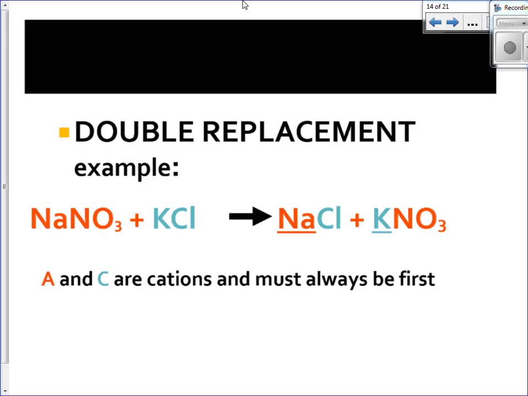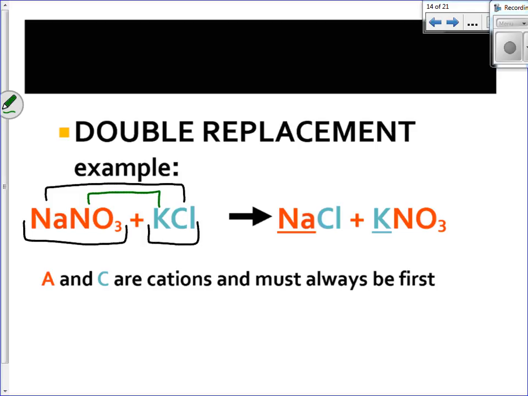This example, we have sodium nitrate plus potassium chloride. Now, if we think in our mind carefully, the sodium is the cation over here. It has to combine with the anion of the other one, so it's going to combine with the chloride. And the nitrate's the anion of the first one, so it's going to combine with the cation of the second to form the potassium nitrate. So that's double switcheroony here going on.